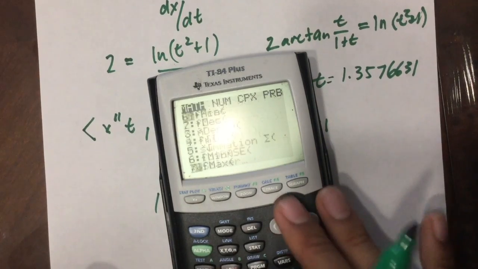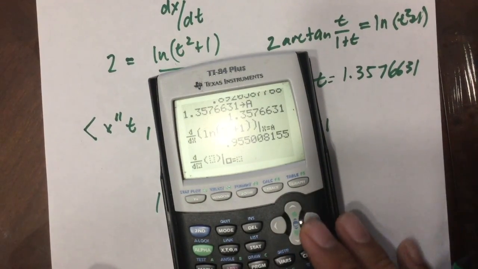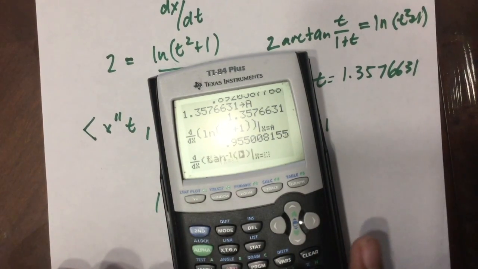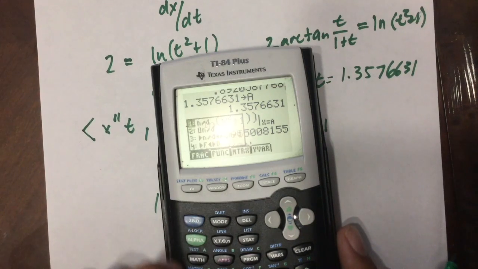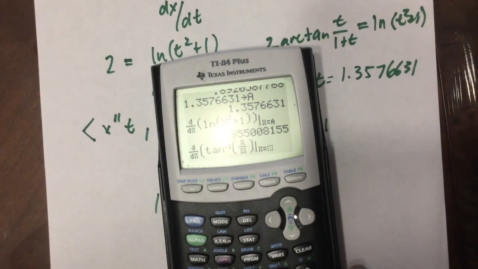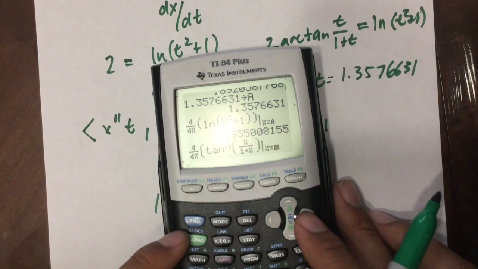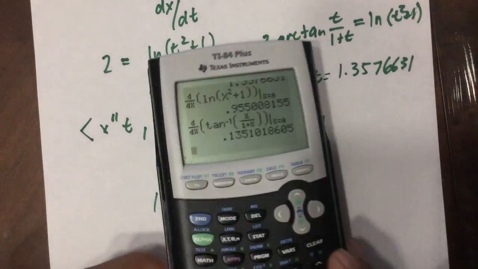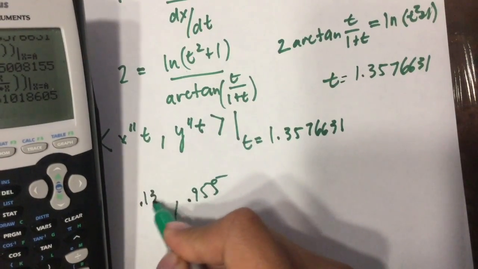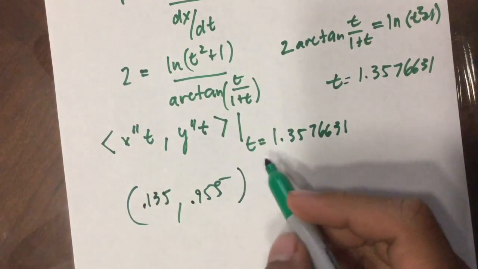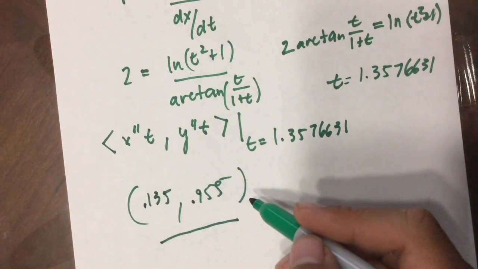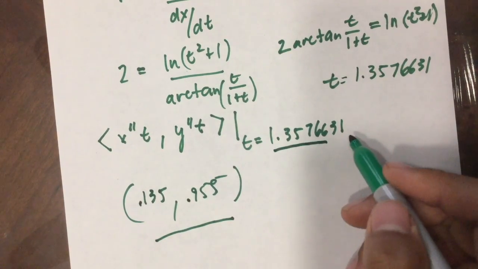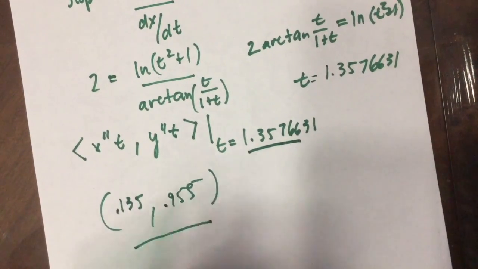We do the same thing for the x value. So we go to math, 8, d/dx of arctan of x over 1 plus x at x equals alpha A. We get 0.135, and this is the acceleration vector at t equals 1.35766631. That's it. Bye.